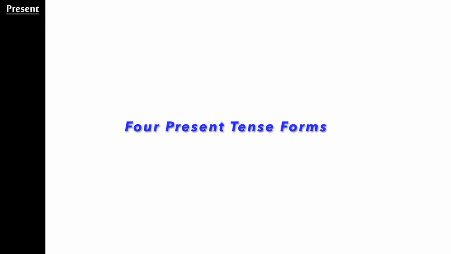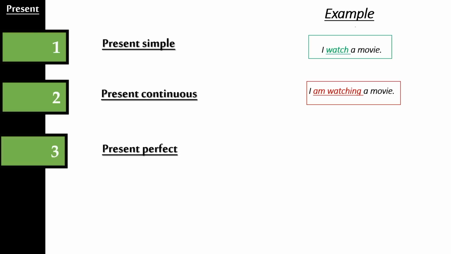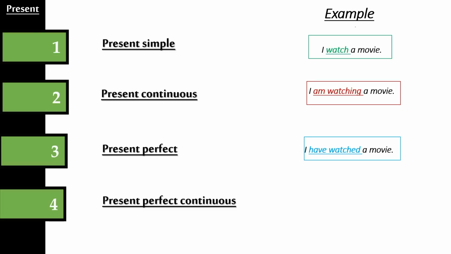There are four present tense forms. Present simple. Example: I watch a movie. Present continuous. I am watching a movie. Present perfect. I have watched a movie. Present perfect continuous. I have been watching a movie.